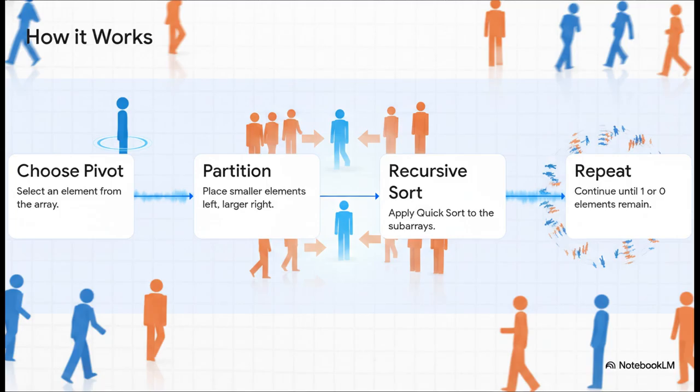Let's map our analogy right to the algorithm's actual logic. Step 1, choose pivot. That random person you picked, that is your pivot. Step 2, partition. That's the physical splitting action of moving shorter people left and taller people right. Step 3 is recursive sorting, and step 4 is repeat. And we're going to hit those last two right now.